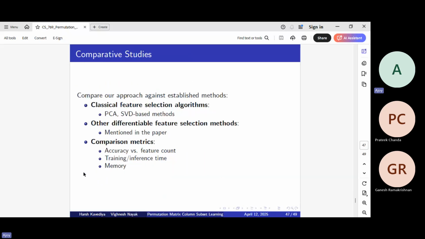With the comparative studies, we were trying to compare it with PCA and SVD based approaches for feature selection, and also the other differentiable feature selection methods which have been mentioned in the paper. They have only given the time and the memory for now. The comparison metrics are the accuracy versus feature count, and time and memory.